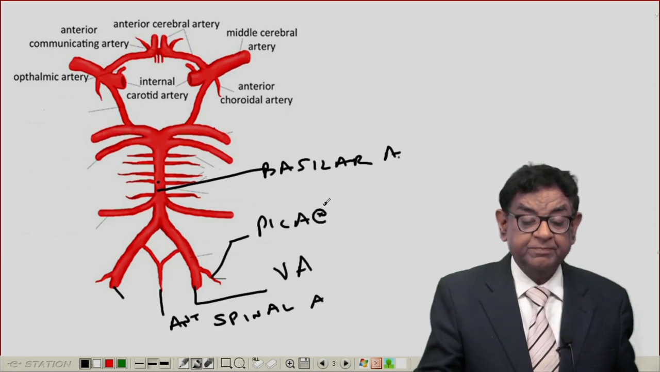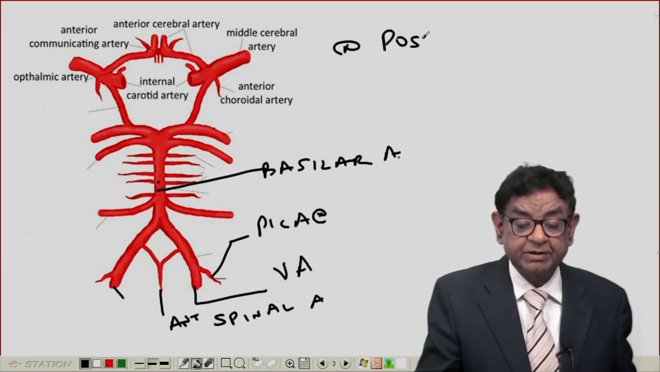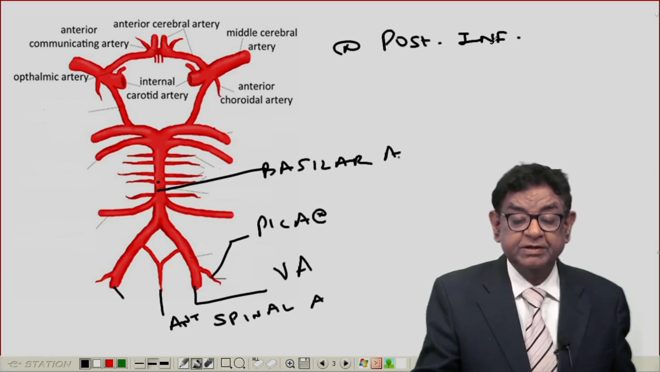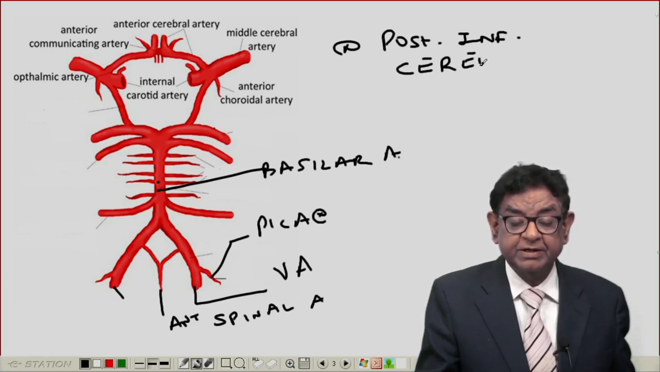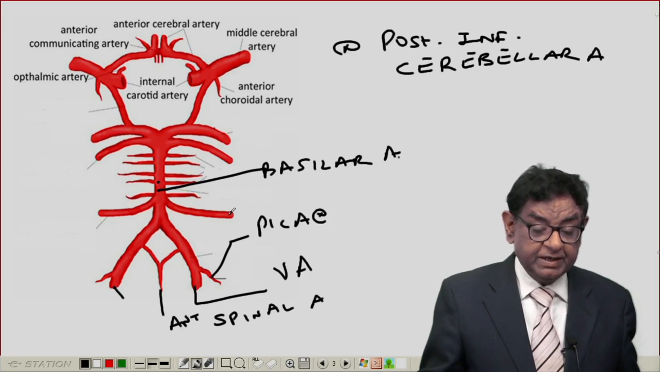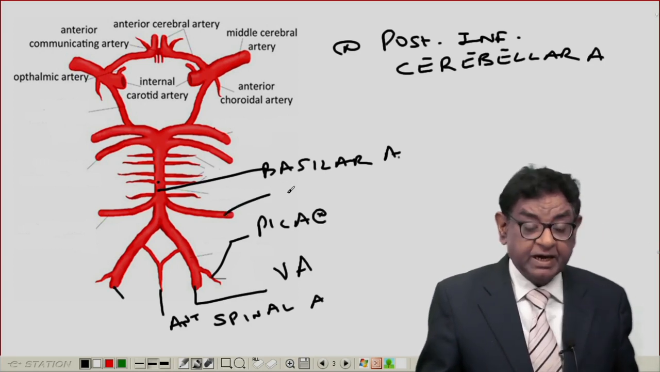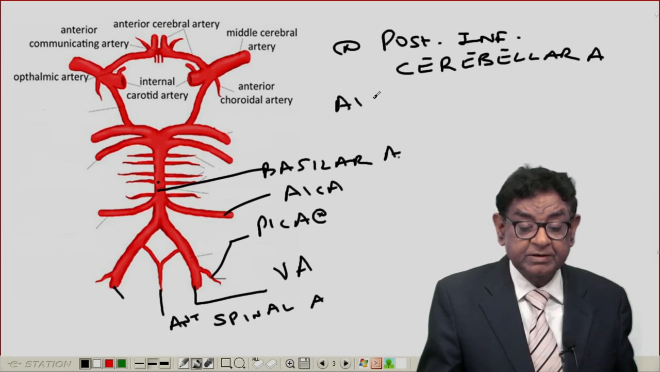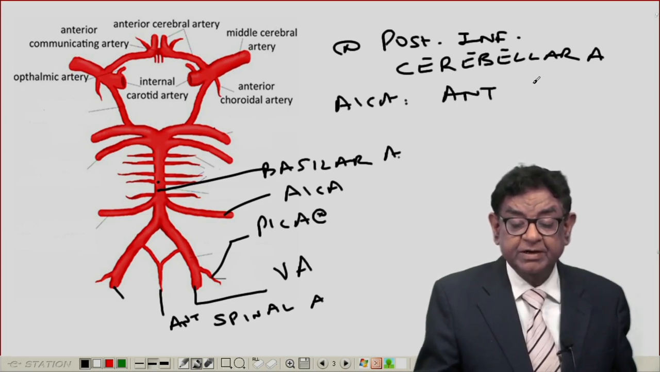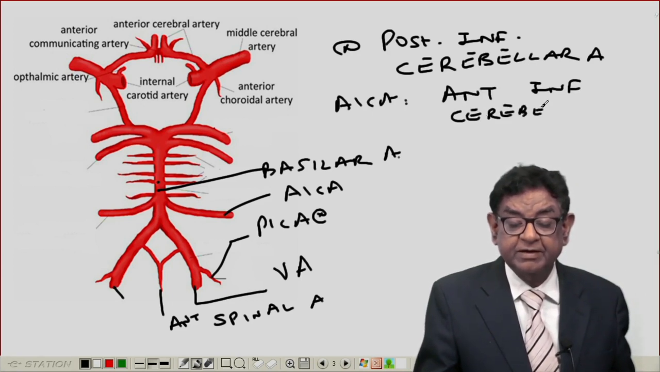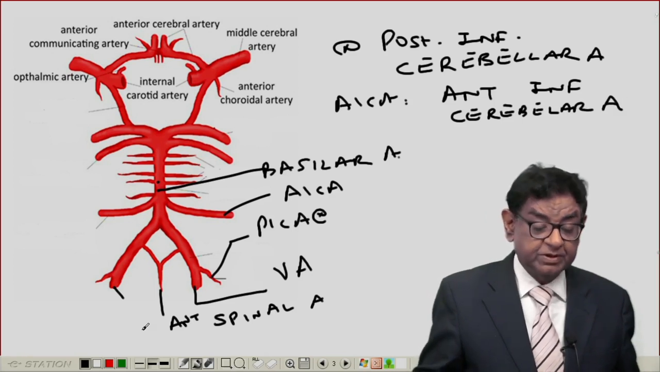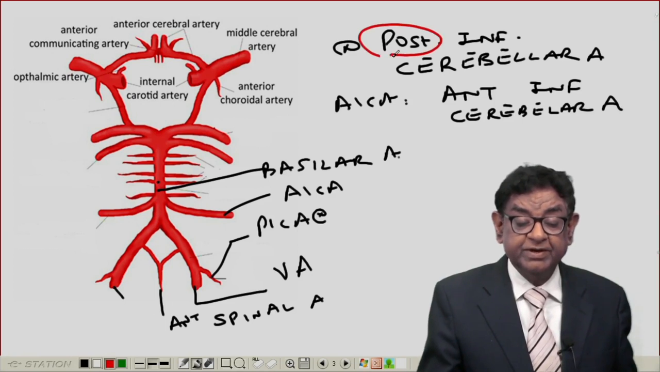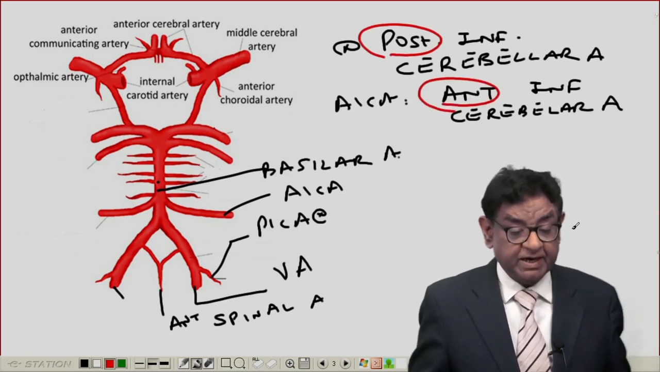PICA stands for posterior inferior cerebellar artery. And this artery is the AICA. AICA stands for anterior inferior cerebellar artery. So PICA is posterior inferior and AICA is anterior inferior cerebellar artery.